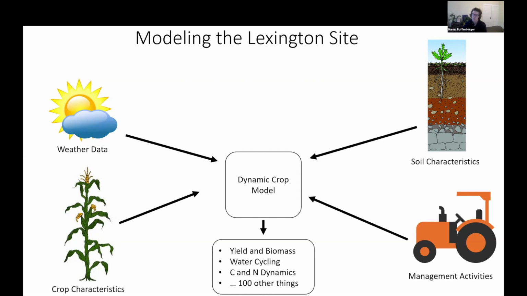The power of this tool is that we can put in all of these different inputs that we measure in the field, like soil texture and soil depth, and crop characteristics like time to anthesis or the number of kernels per ear, and our management activities. And after we get it running right, we can use it to look at things that we don't have the time or the ability to measure, like soil evaporation or soil drainage or daily nitrogen use by the crop.